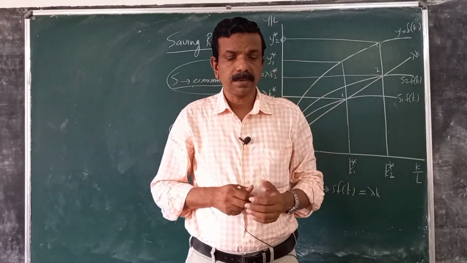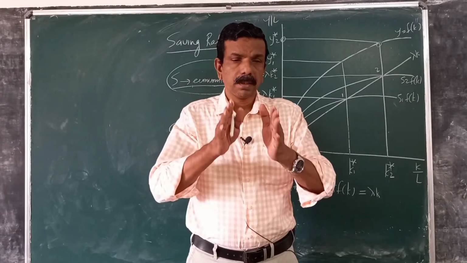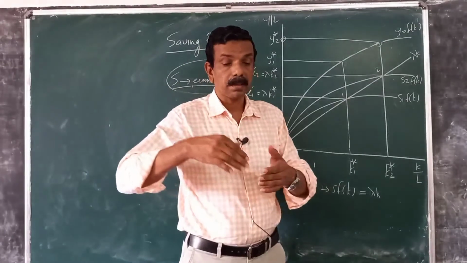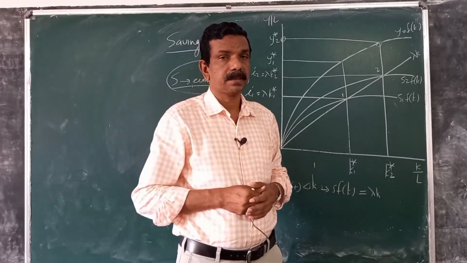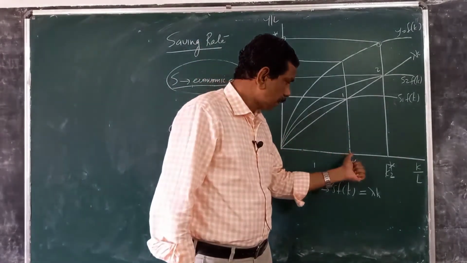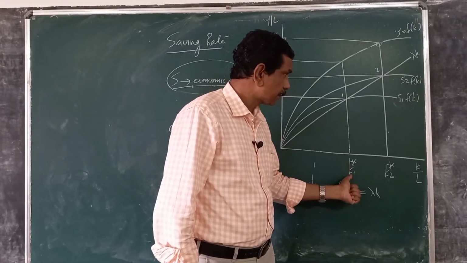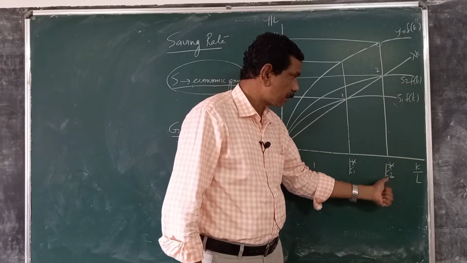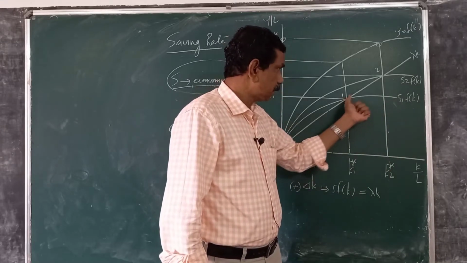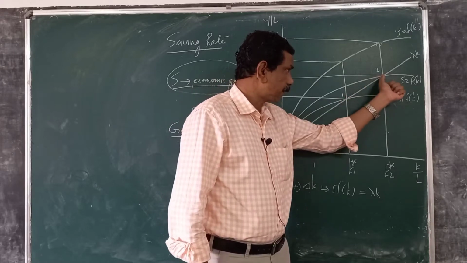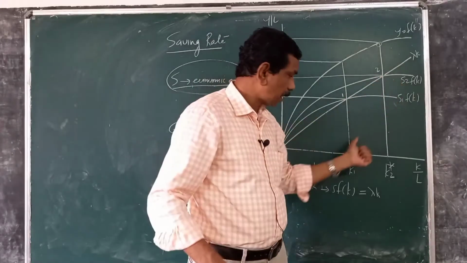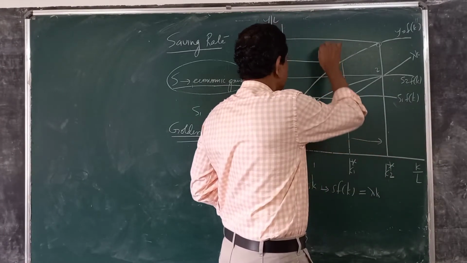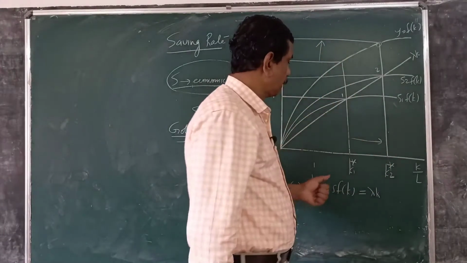An increase in the rate of savings increases growth only until the economy reaches the new steady state. Remember this. Initially, this was a steady state. As the saving rate increases, the steady state is given by K star 2. So there is economic growth in this period. That is, capital per head increases and hence output per head also increases.